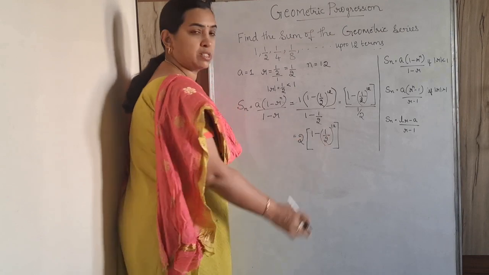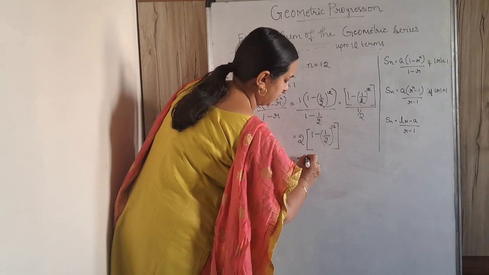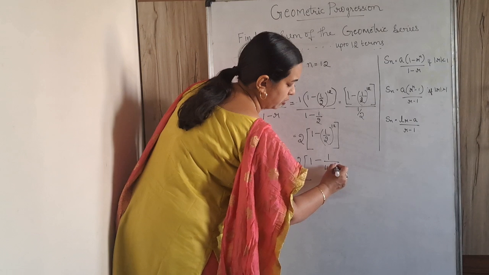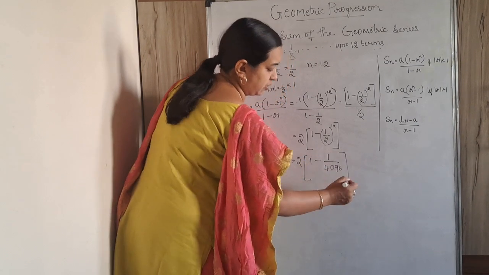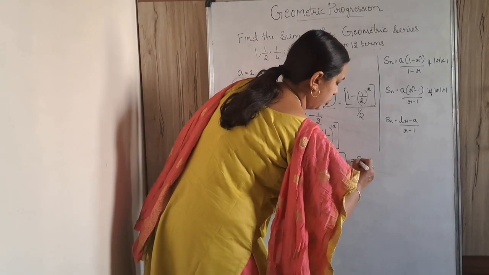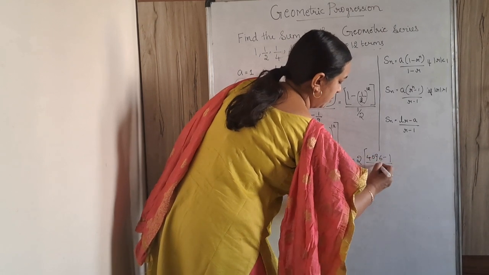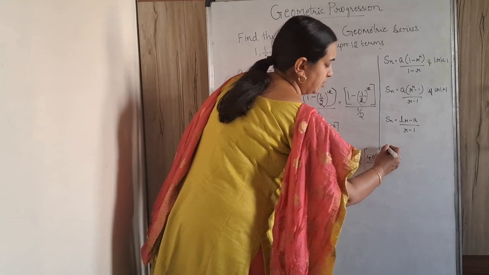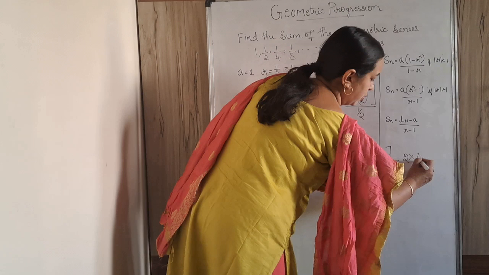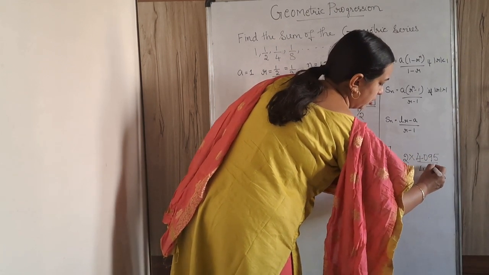So 2 power 12 is 4096. So this can be written as 2 times 1 minus 1 by 4096. Okay, you need to take the LCM here. So this will be 2 times 4096 minus 1 by 4096, which will be equal to 2 times 4095 by 4096.